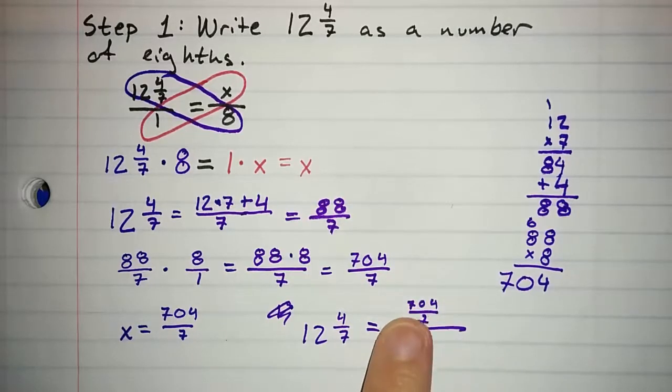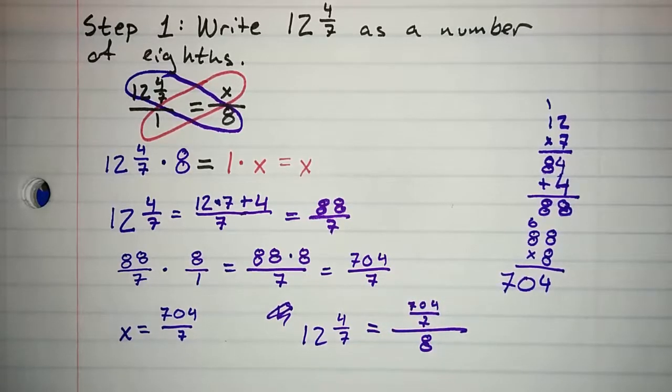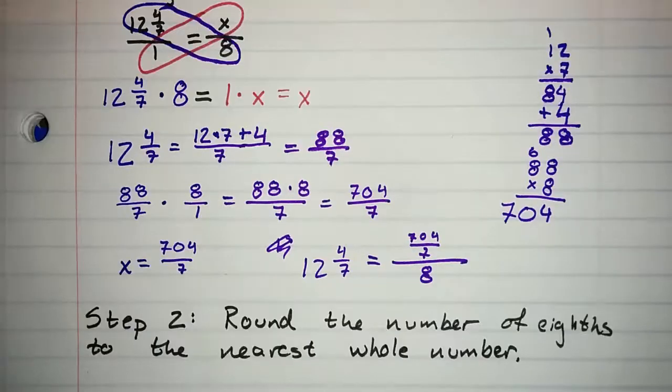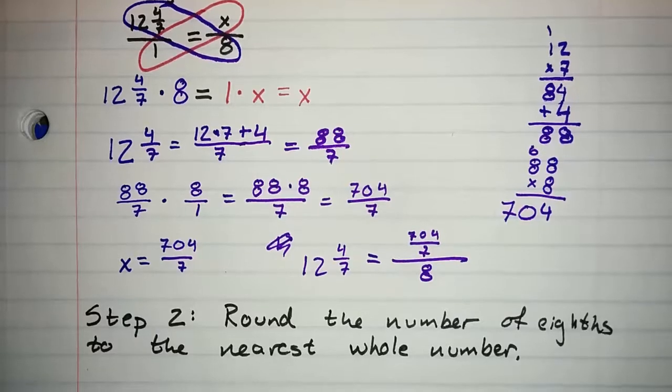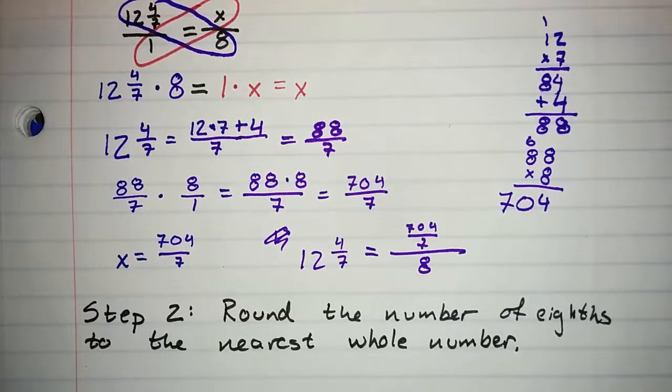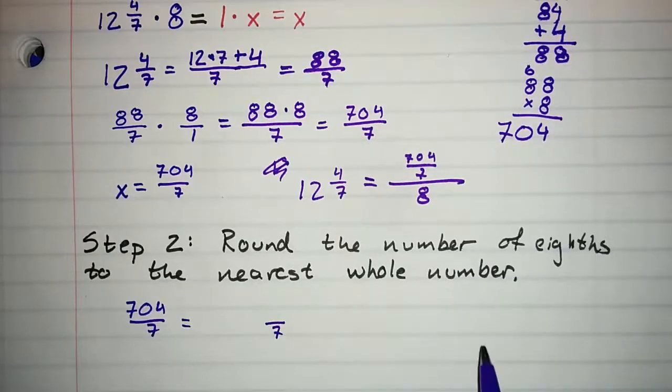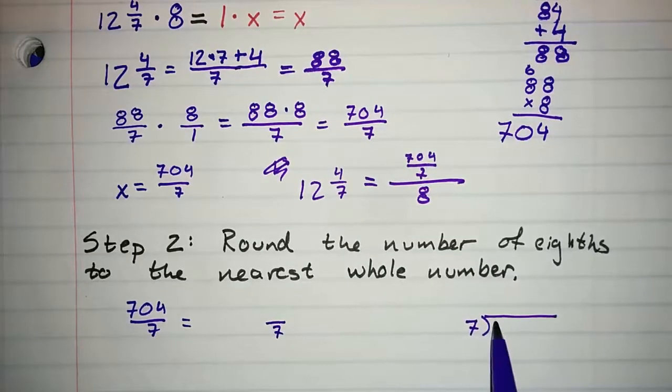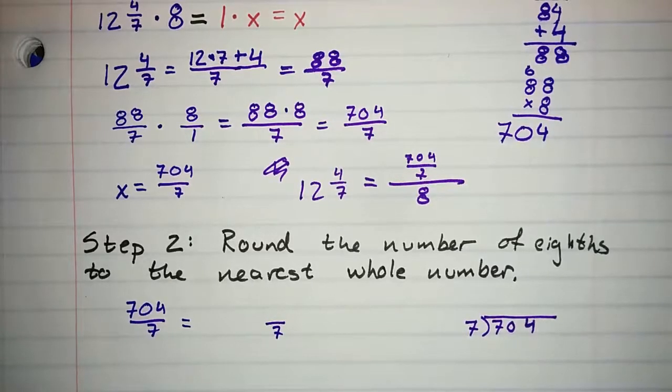Well, this is some number of eighths. I'd like to have a whole number of eighths. I want to round my 704 sevenths to the nearest whole number. How do I round something to the nearest whole number again? Well, first I need to know what whole numbers it's in between. And in order to do that, I'm going to have to write that as a mixed number. So I want to divide 7 into 704. If you already know the answer to this, go for it.